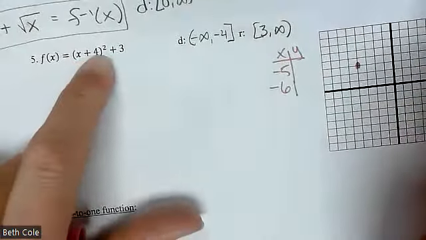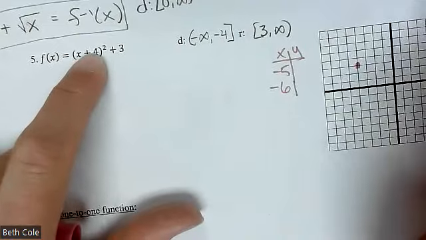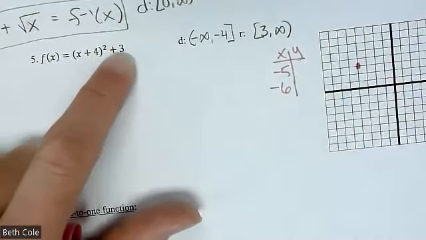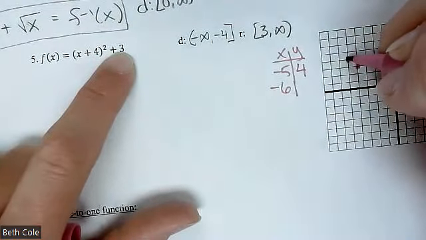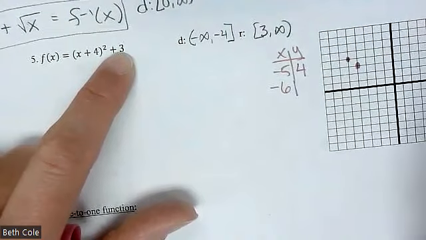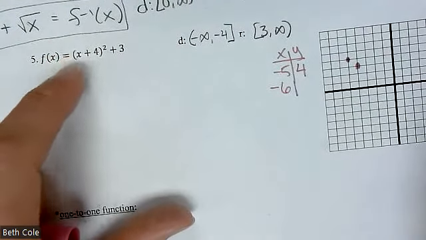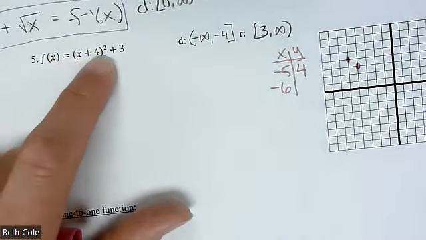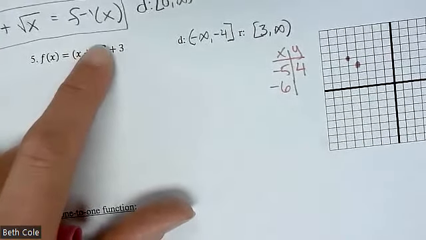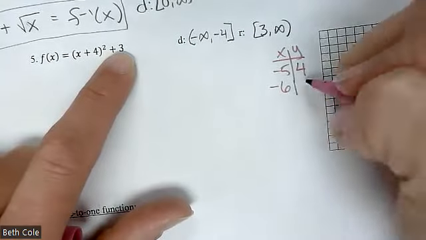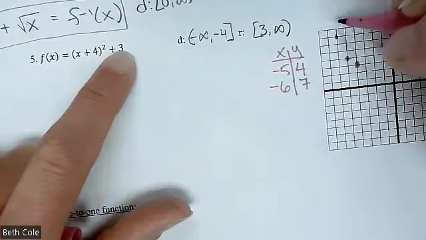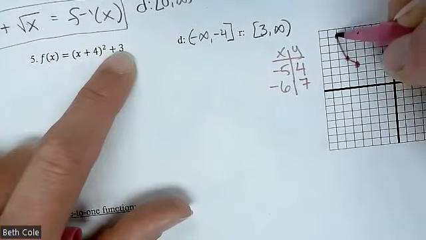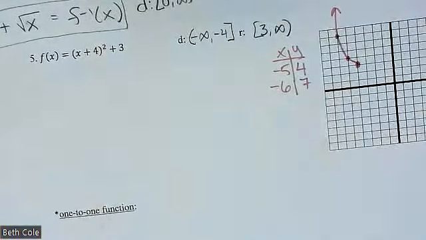Negative 5 plus 4, negative 1 squared is 1, plus 3 is 4. So you get negative 5, 4. And then negative 6 plus 4, negative 2 squared is 4, plus 3, 7. So you get negative 6, 7. And again, you only get half of the graph, so it looks kind of lonely.